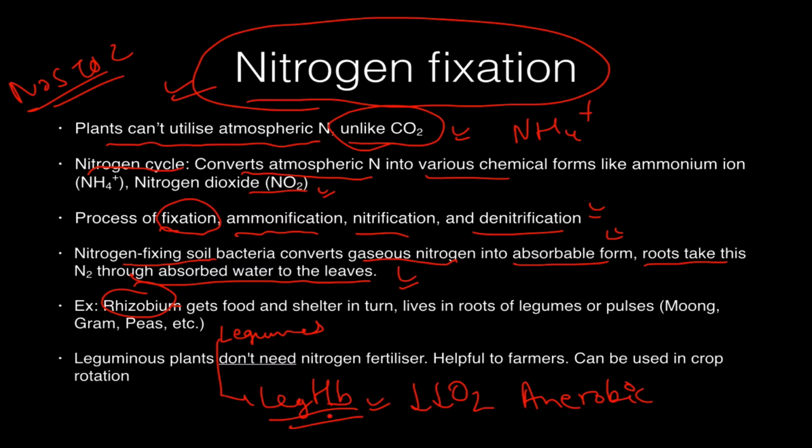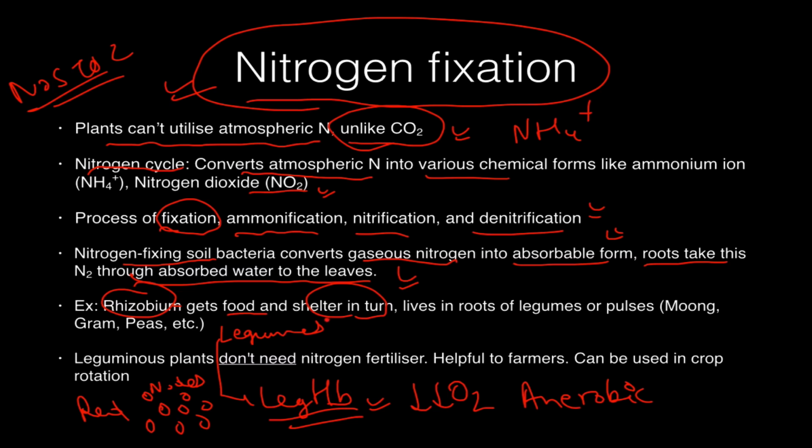Leghemoglobin is present in the roots. Even if you cut them, it is red color. Actually, कभी take out a pulse plant and you will see huge these kind of things. मोटी मोटी गांठें. They are called nodules. And if you cut them, it will be red in color because of leghemoglobin. And they get food and shelter in turn.